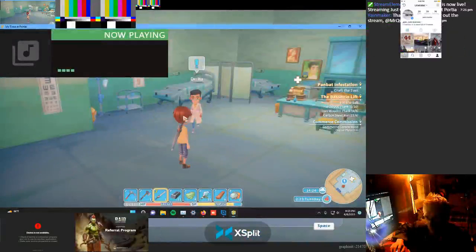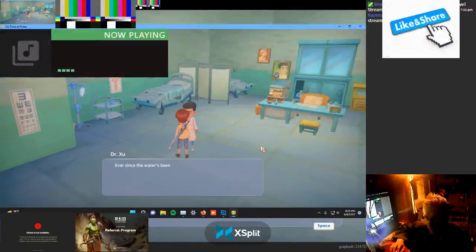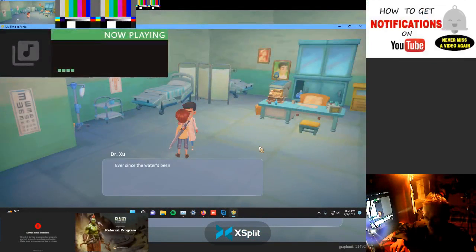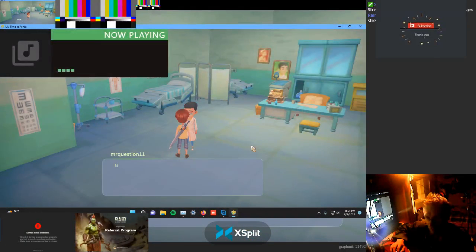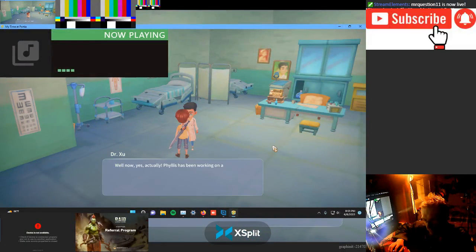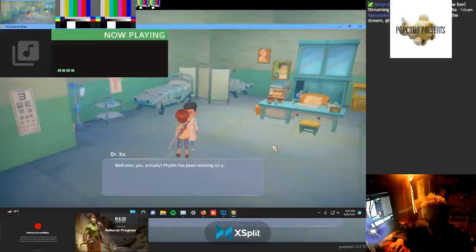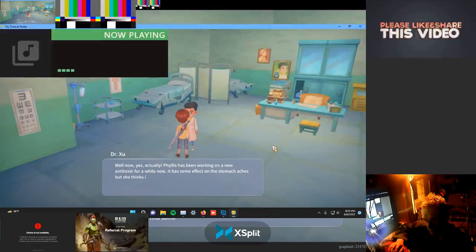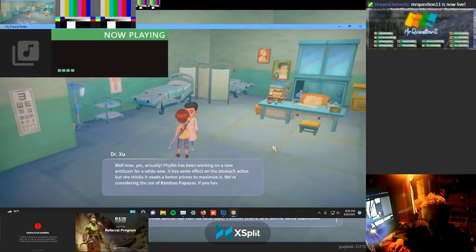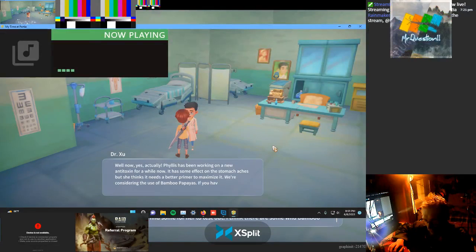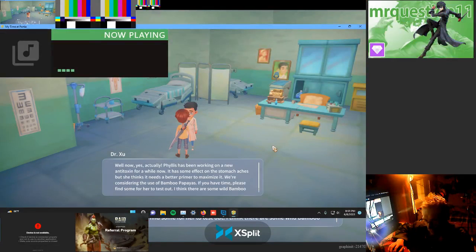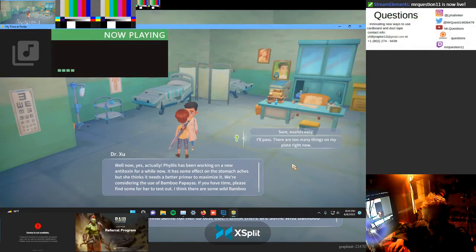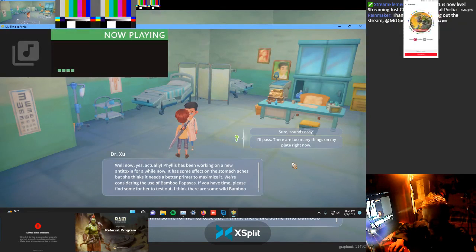Ever since the water's been polluted, people here have been getting ill. Stomach aches. Is there anything I can do to help? Well, now, yes, actually. Phyllis has been working on a new antitoxin for a while now. It has some effect on the stomach aches, but she thinks it needs a better primer to maximize it. We're considering the use of bamboo papayas. If you have time, please find some for her to test out. I think there are some wild bamboo papayas over in the collapsed wasteland.